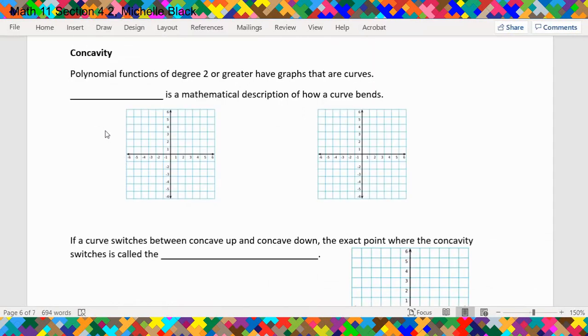Concavity. Polynomial functions of degree 2 or greater, so quadratic functions or higher, have graphs that are curves. Concavity is a mathematical description of how a curve bends. So let's just look at parabolas. When I have a parabola pointing upward, this is called concave up. And when I have a parabola that points downward, this is concave down.